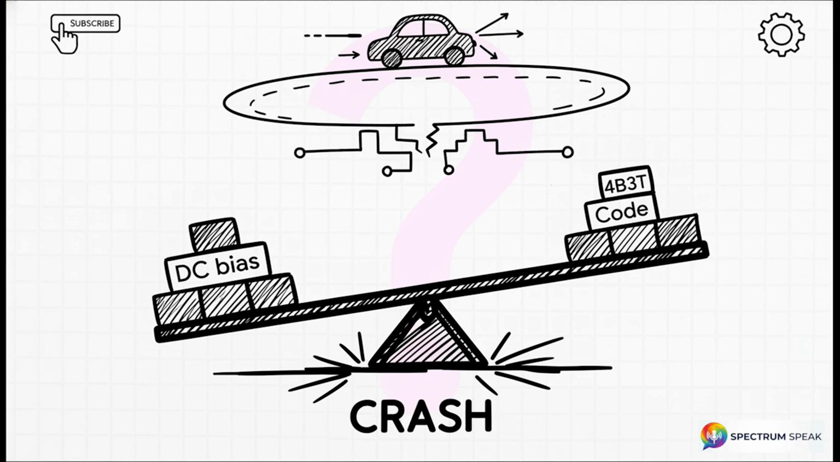Think about the real-world stakes for a second. If you fail to perfectly track and balance that seesaw, an unchecked DC bias could literally crash an entire vehicle's communication system while it's driving down the highway. Understanding the physical layer isn't just some academic theory, it's absolutely critical for safety.